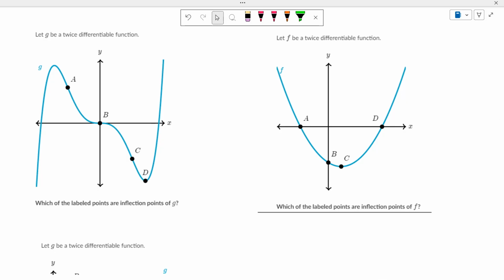So where would be a point of inflection? Where would it change from concave down to concave up? On this one, where would it change from concave down to concave up? Would A be a point of inflection? Because it's concave down here. What about here? It is.